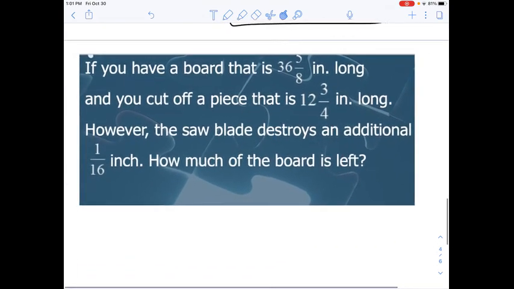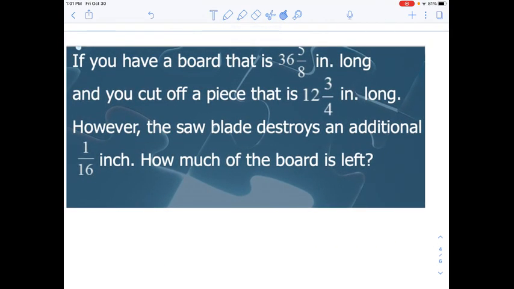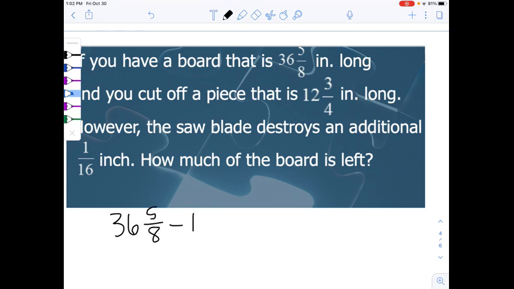Then this one, if you have a board that is 36 5/8 inches long and you cut off a piece that is 12 3/4 inches long. However, the saw blade destroys an additional 1/16 of an inch. How much of the board is left? So we start with 36 5/8. We subtract 12 3/4. And then we also need to subtract 1/16.